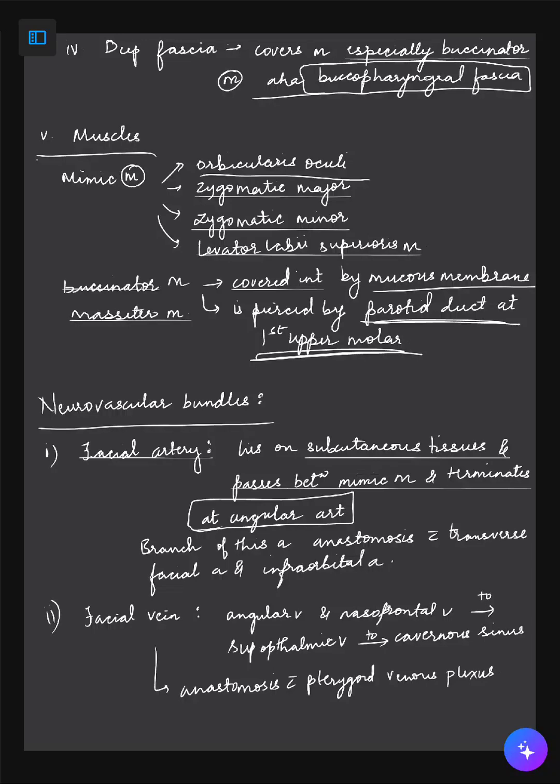Now, the branches of this facial artery anastomose with the transverse facial artery and the infraorbital artery. How does the facial vein drain? Through the facial angular vein and the nasofrontal vein. It goes to the superior ophthalmic vein, and from the superior ophthalmic vein to the cavernous sinus. This facial vein also anastomoses with the pterygoid venous plexus.